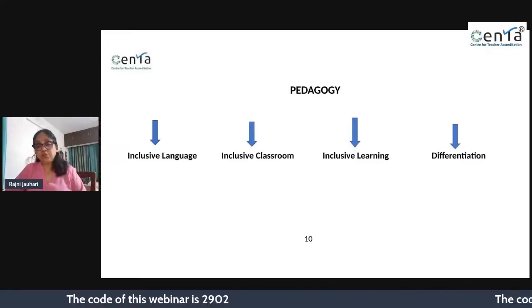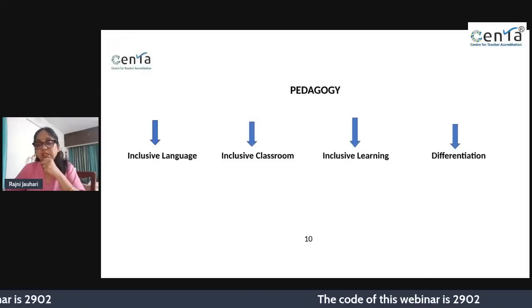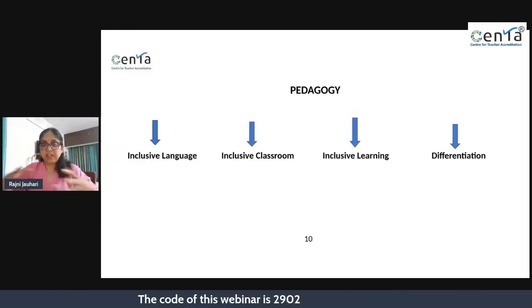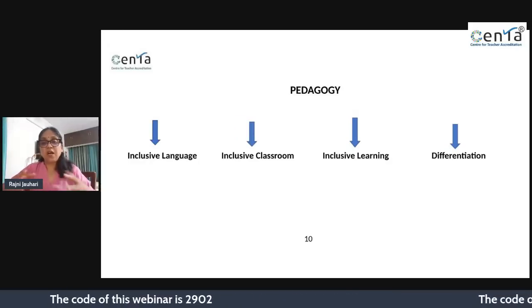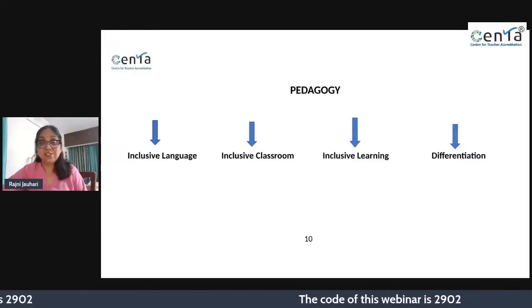Now, suppose you have decided that this is my buddy, and that buddy says, oh, even I am not very clear on this, I need help. So the buddy can go to another buddy. So there is a network that's created, and all are collaborating and all are learning from each other. So this is called inclusive learning, where children are helping.